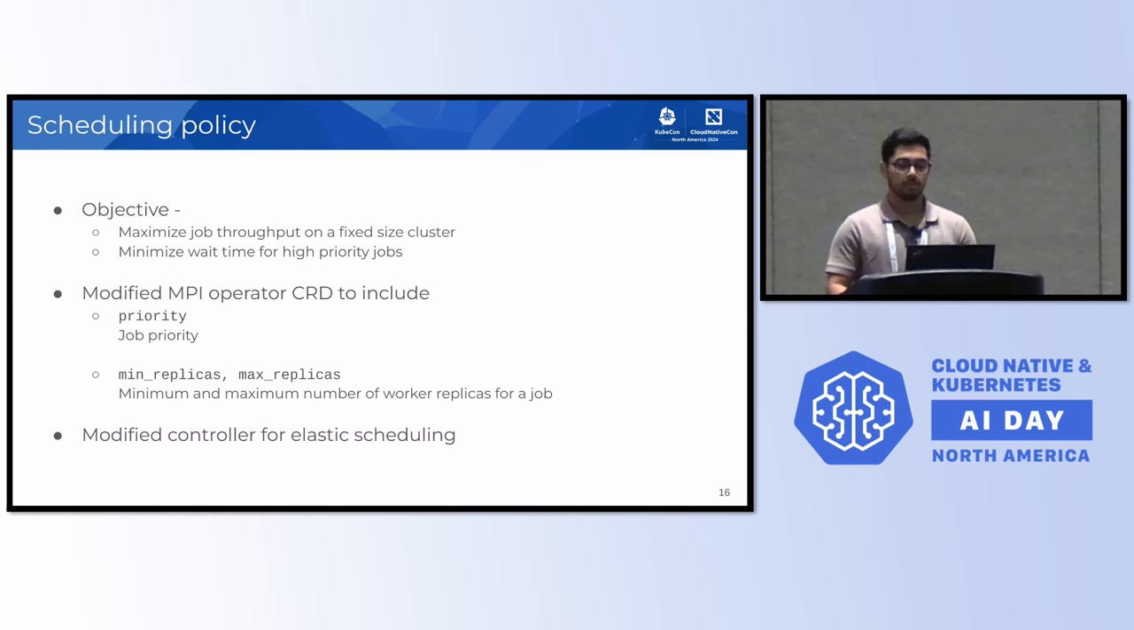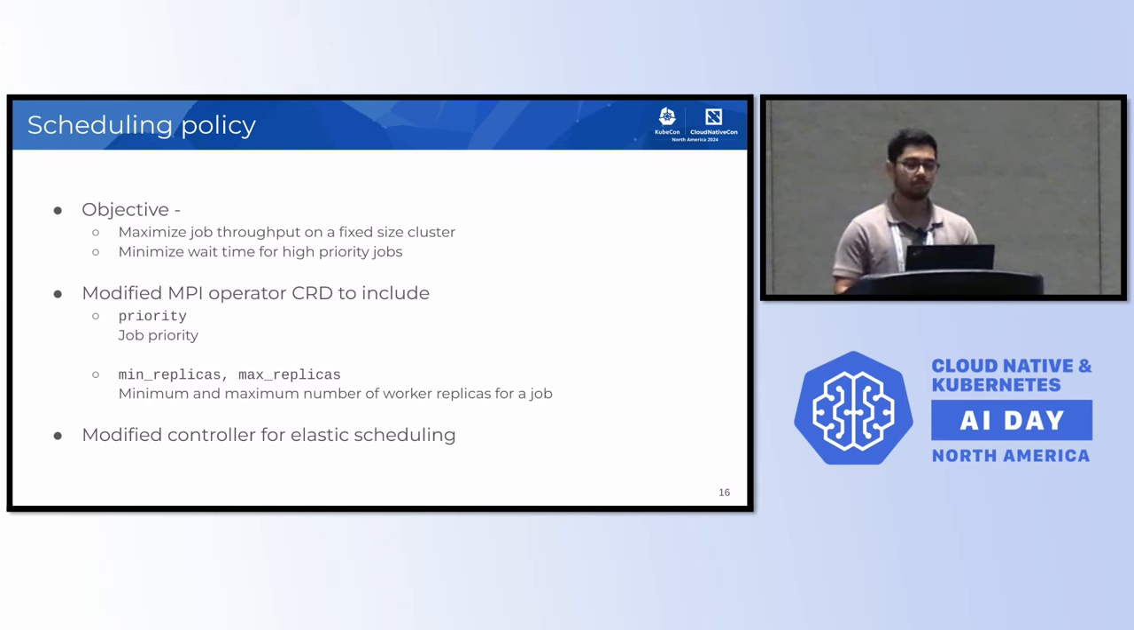Now, coming to the efficiency part of the equation, how do we use the MPI operator to efficiently use cloud resources? The objective here is to maximize job throughput on a fixed size cluster while minimizing wait time for high priority jobs. In order to do this, we modified the MPI operator CRD to include a couple of additional fields. Firstly, we added a job priority field. And secondly, we changed the worker spec to replace the replicas field with min replicas and max replicas, which is the min and maximum number of workers that can be launched for a job.